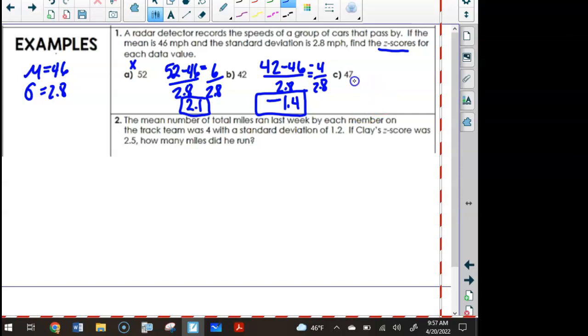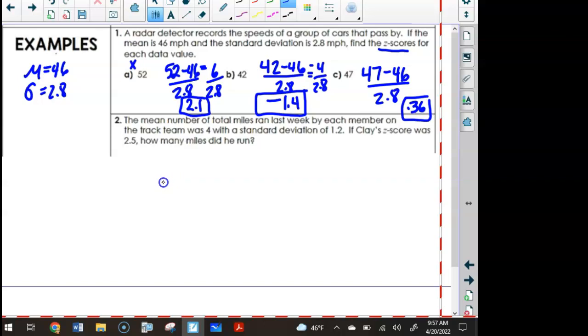But okay, 47 is really close to the mean, right, guys? 47 minus 46 over 2.8. Anybody got that one? 0.3? 0.36? I'm not gonna be picky about rounding. On the quiz, I think there's one question that just asked you to use the formula to find something.